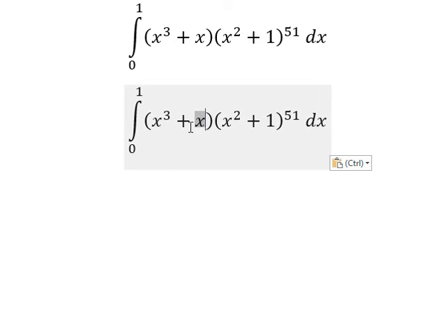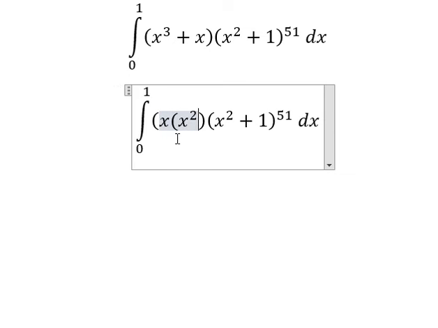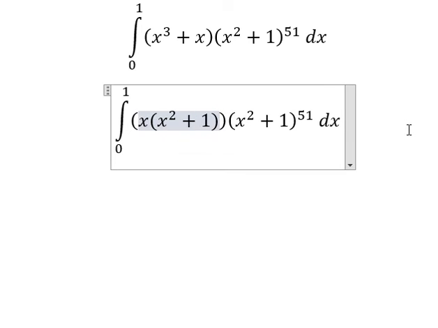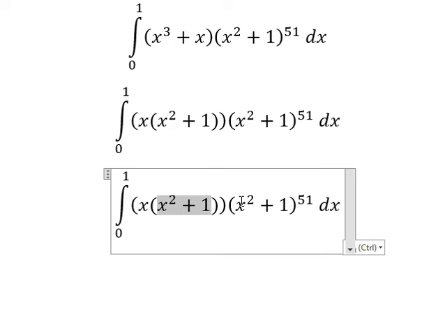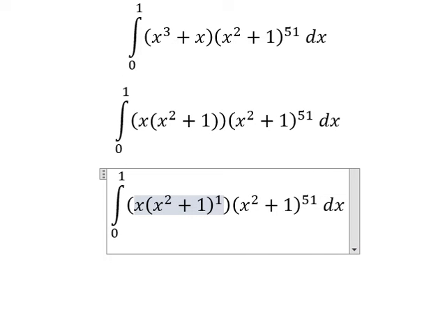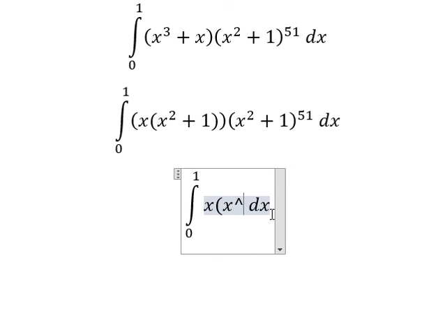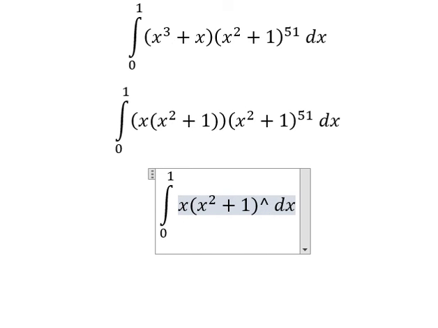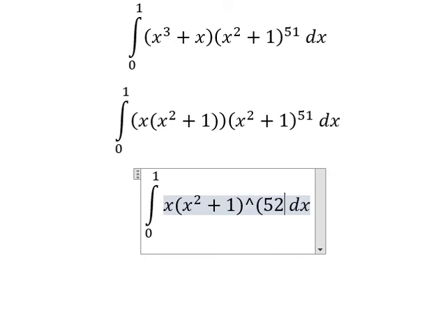We can do factorization by x, and we have it like this. This one multiplied by this one, we can see that we have 51. This is about number 1. When we combine the two factors together, we will have it like this. That is 51 plus 1, and we have 52.